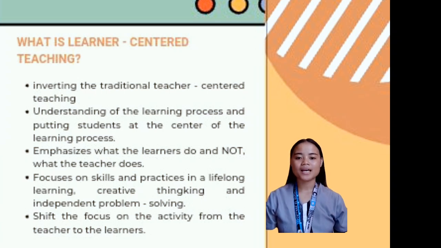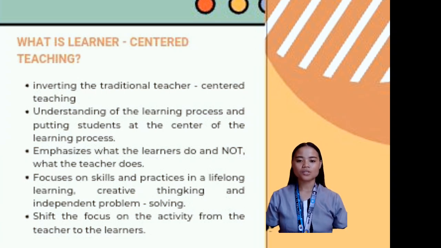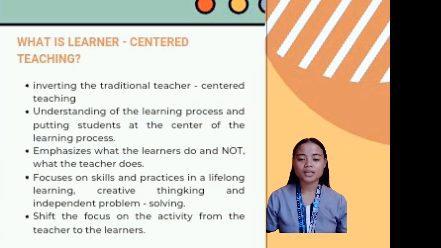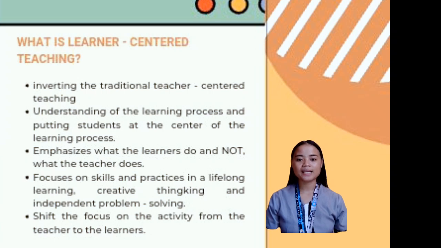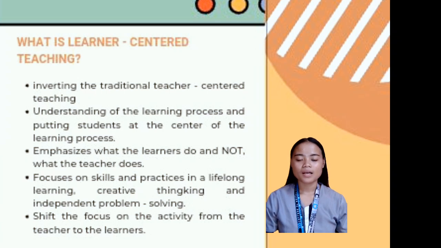Next, emphasizes what the learners do and not what the teachers do. So, what matters here is what the learners can do. So, dili ang teachers mubuhat sa mga activities. So, our main concern here is kung unsa ang mabuhat ni learners.